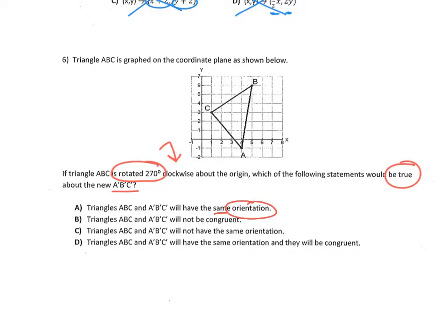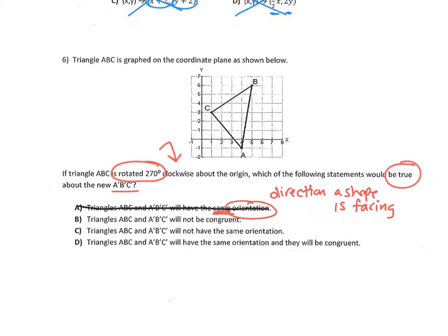So A says triangle ABC and A prime, B prime, C prime will have the same orientation. What's orientation mean? The side, the facing? Good, the direction a shape is facing. So it'll have the same orientation. So it's saying if you turn that triangle 270 degrees, will it still be facing the same direction? No, because we're turning it. It won't face the same direction.